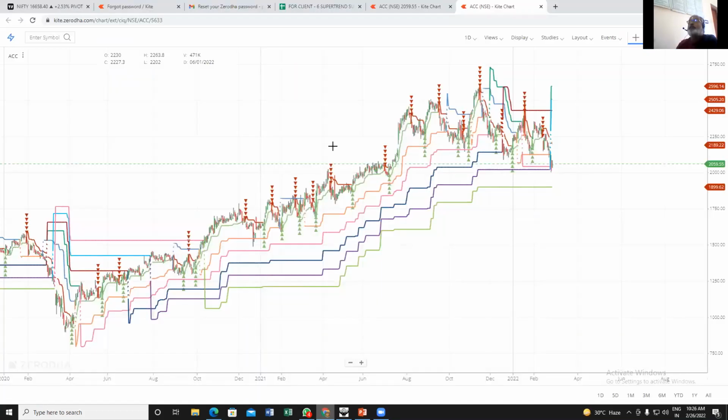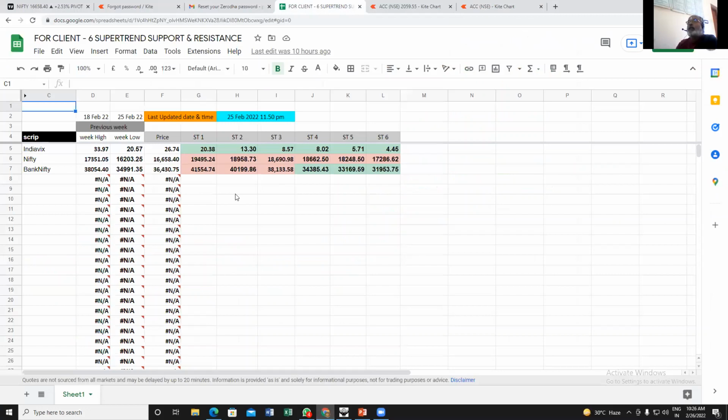Conditional formatting is done by me so that I can understand these. If you take the case of Nifty, the market is completely below these levels. That means it is bearish. Now it will get a resistance at 17,286. If this level is breached, then only it can show a very big up move. Then it can show an up move to 18,248. If this level is breached, 18,662. Like that, you can understand where is the next support and resistance.